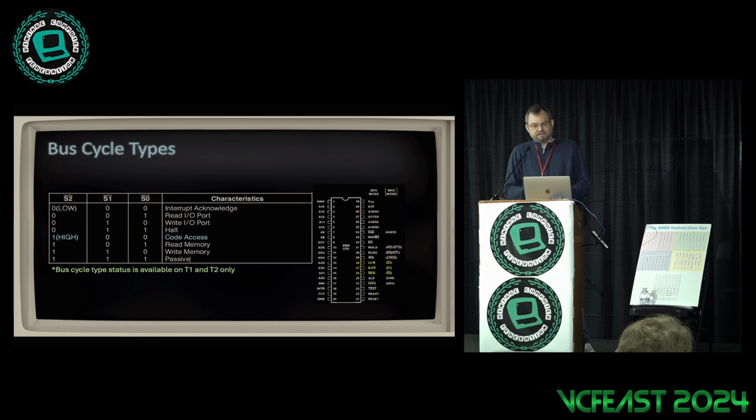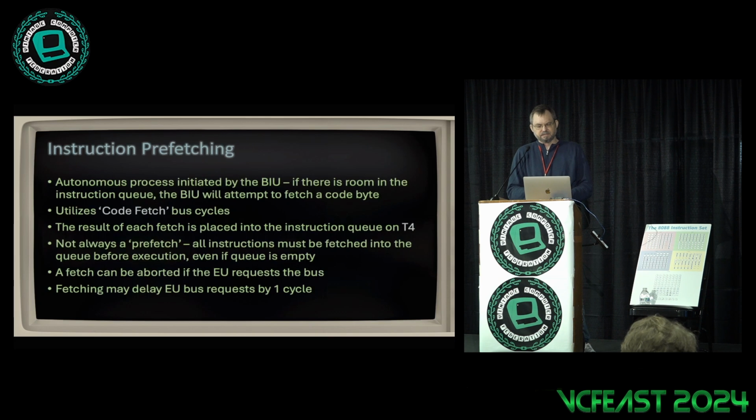And there are 8 different bus cycle types. These are encoded in 3 status lines in an octal format. The most important one here is the code access bus cycle type, because that's going to let us control the CPU remotely, which we'll see here in a second.